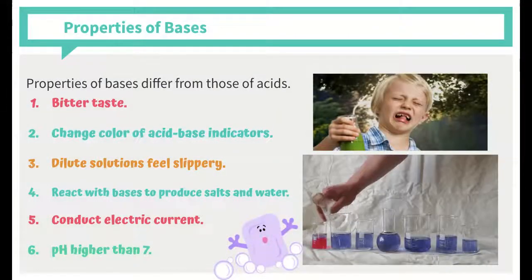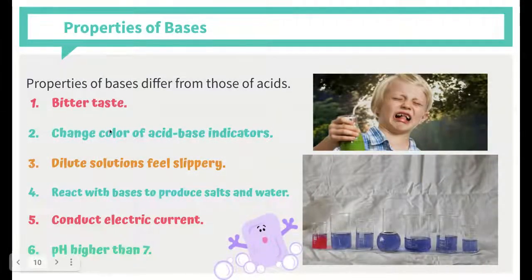So on to bases. Bases also change the color of acid-base indicators. They produce salts and water with acids, and they do conduct a little electricity. But the main thing with the bases is that they have a pH higher than 7. So the pH scale goes up to 14. So if your pH is between 7 and 14, it's going to be basic.